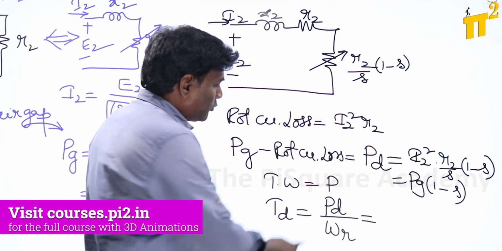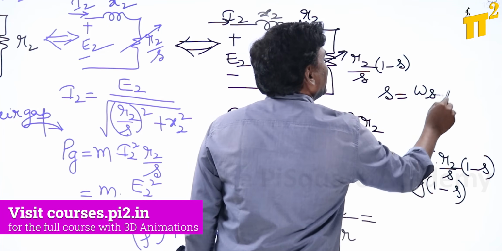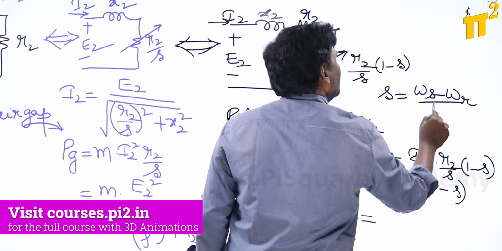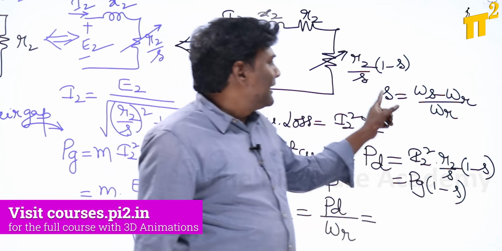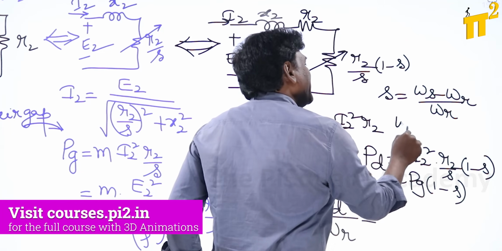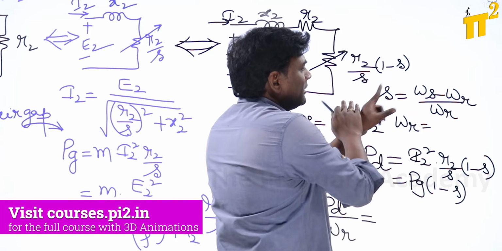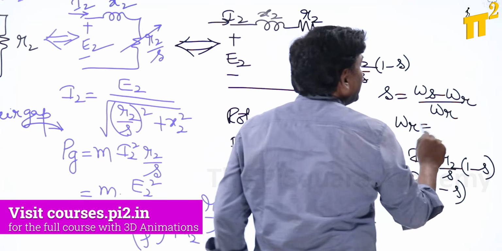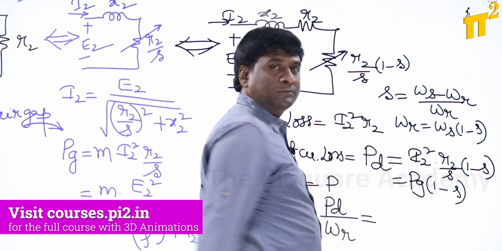Now let us think of omega R. If I think of slip, what is slip? It is going to be (omega S minus omega R) by omega S in radians per second, and in RPM, (NS minus NR) by NS will come. Okay, now with this, omega R is going to be how much? If I send it to the other side, it's going to be omega R equal to omega S into (1 minus S).